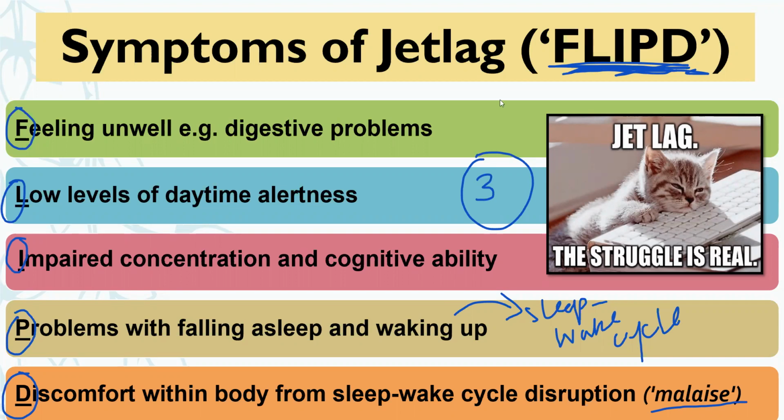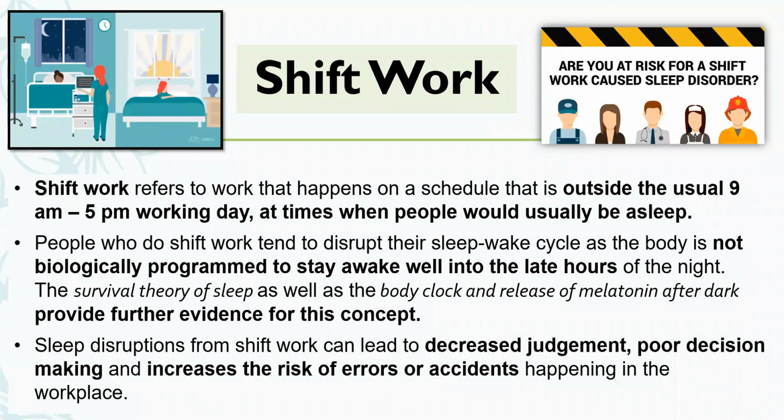Okay, and the last kind of circadian phase disorder that we're looking at is called shift work. It's basically any kind of sleep disturbance that you experience as a result of being a shift worker, as a result of working during the times when usual people are asleep. So shift work basically refers to work that happens on a schedule outside the normal 9 a.m. to 5 p.m. working day, at times when people would usually be asleep.